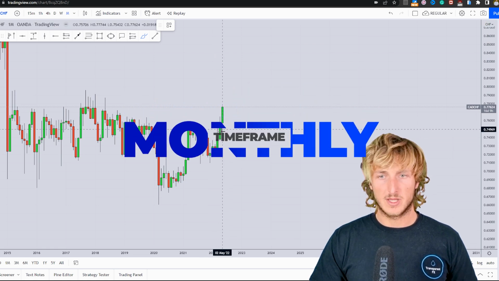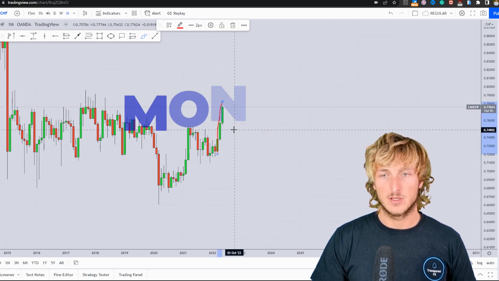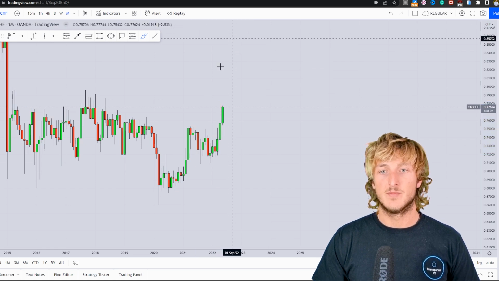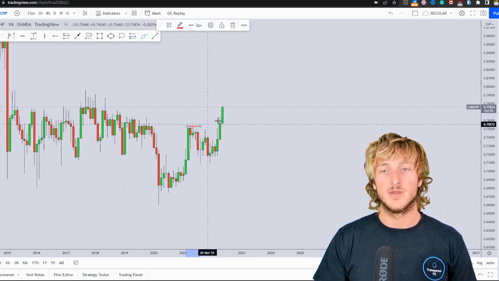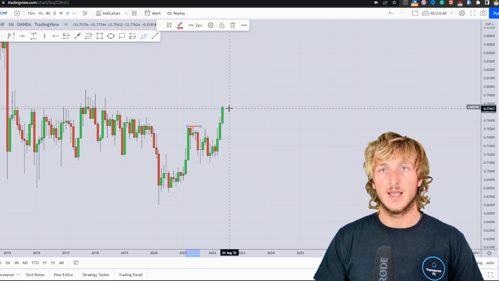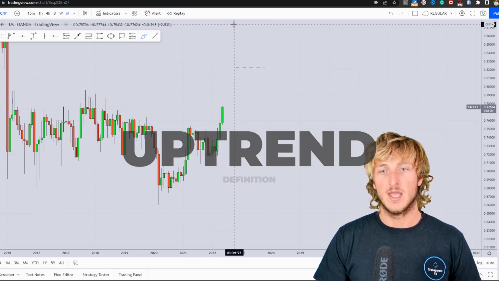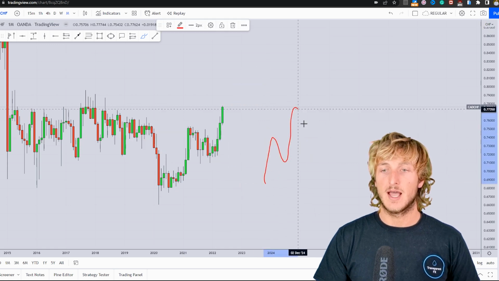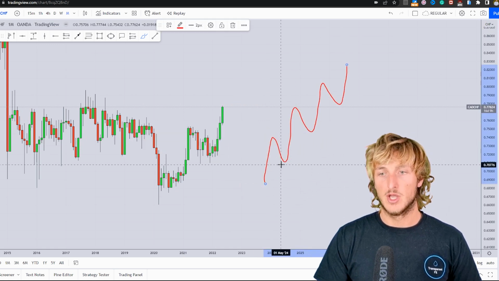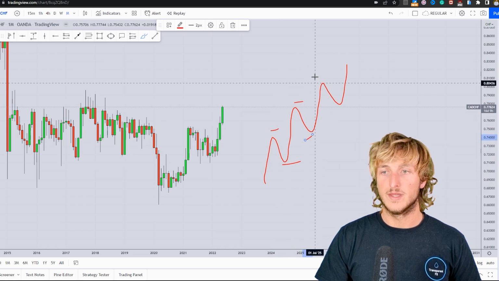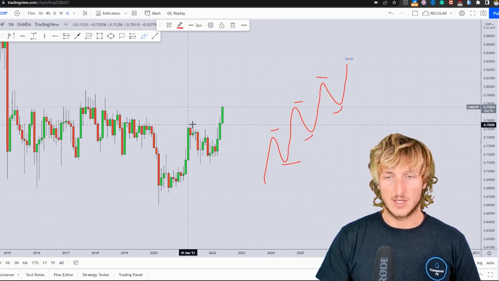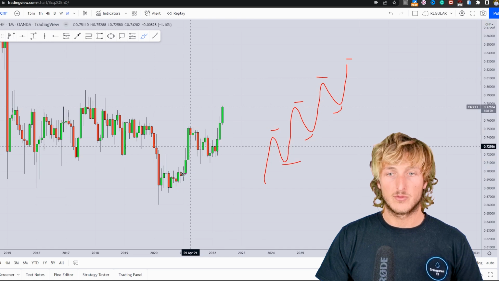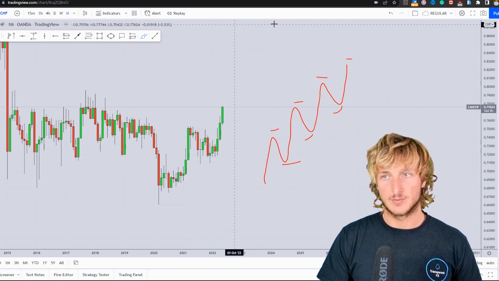So here on the monthly, for example, we can see how clearly we have an uptrend, right? The market has just broken above the previous high, therefore creating a new higher high. Now, by definition an uptrend is a series of higher highs and higher lows. And this is exactly what the market has just created here, creating a higher high, therefore establishing a monthly uptrend.